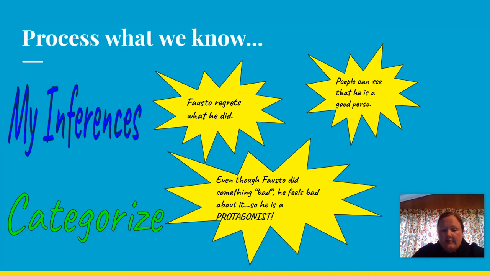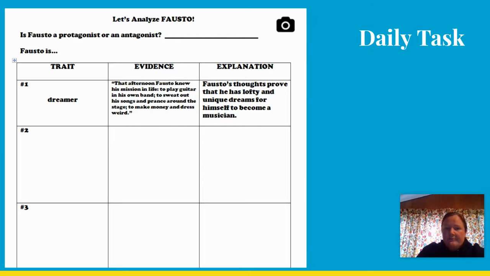Then we need to categorize. Even though Fausto did something bad, he feels bad about it. So he is a protagonist. Remember that a protagonist often has to overcome challenges. And this is Fausto's challenge, and he does overcome it. Therefore, he's a protagonist.